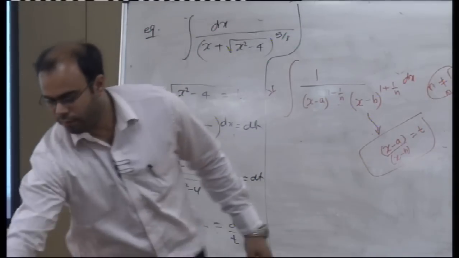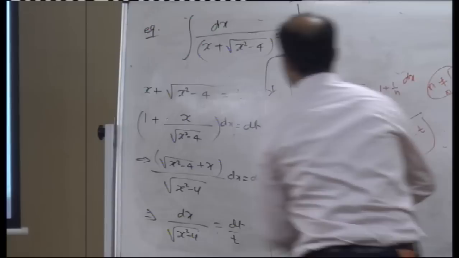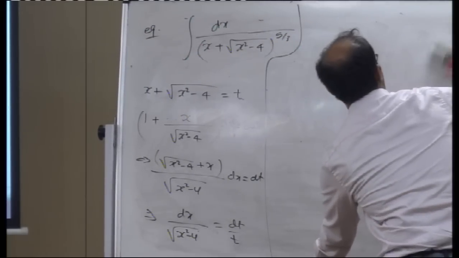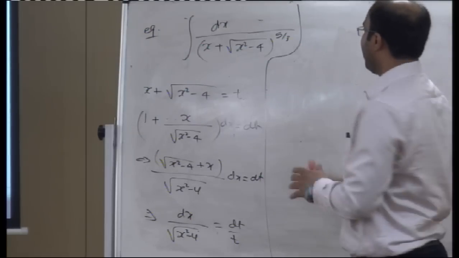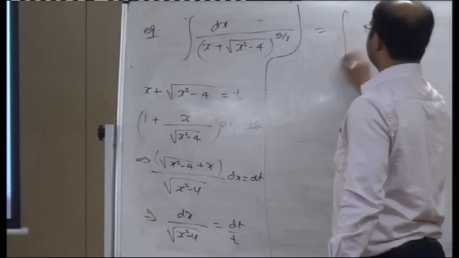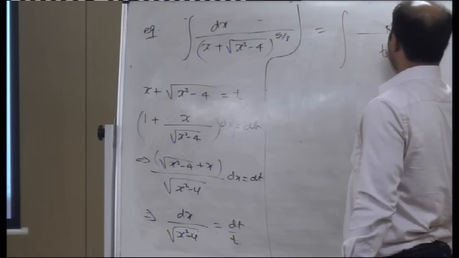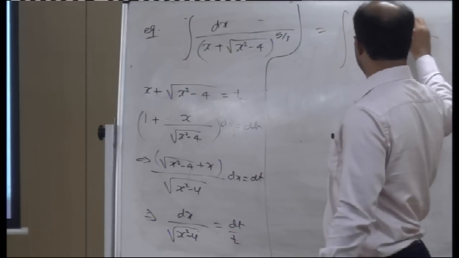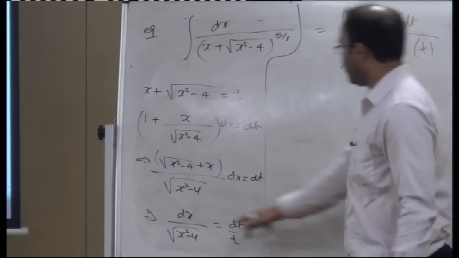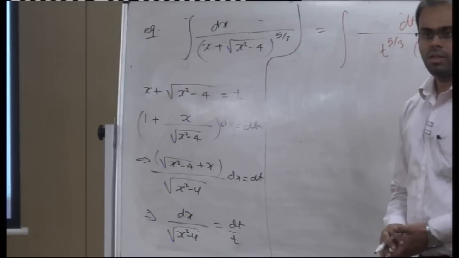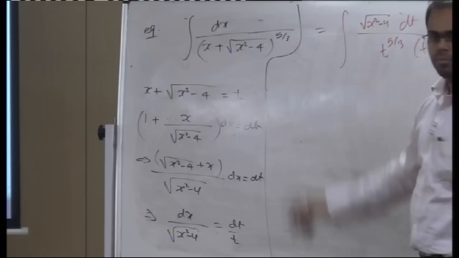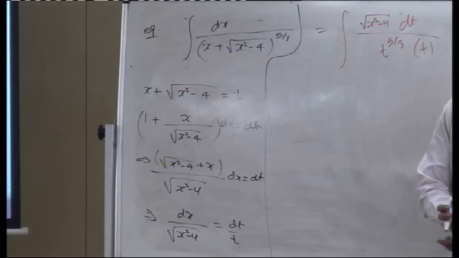Next, when you try to substitute every x with t, you will come across a problem here. When you write this integration, in the denominator you will write t to the power 5/3, and dx by root over x square minus 4 is dt by t, it's okay, no problem. But there is a term root over x square minus 4 as well. That means if you have to multiply with root over x square minus 4, this is actually posing some problem, because this is not independent of x. This has to be reduced into t.